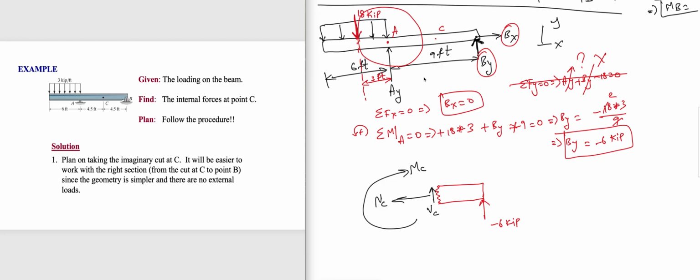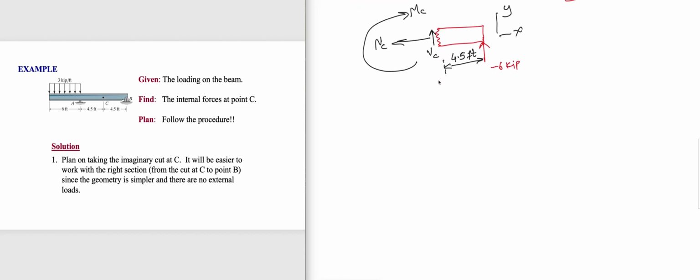And you draw X, you draw Y, and VC is, what is this distance? 4.5 feet. That's it. Now you apply the three equations. Sigma Fx equal to 0, and C is equal to 0. You already got that. Sigma Fy equal to 0. You get positive VC, positive minus 6 kip equals 0. That means VC is basically 6 kip.